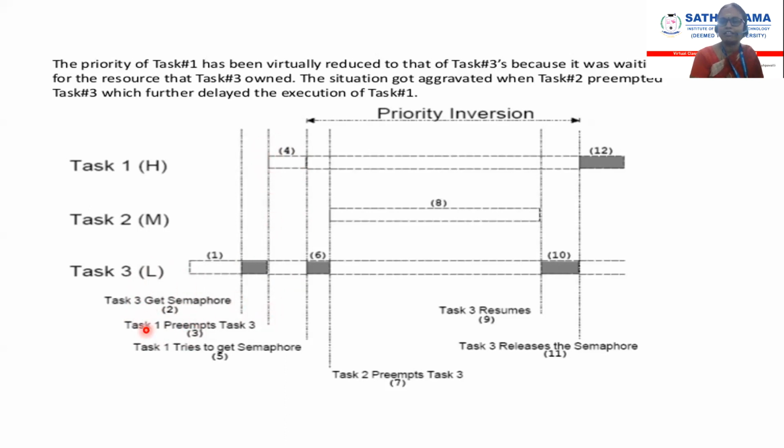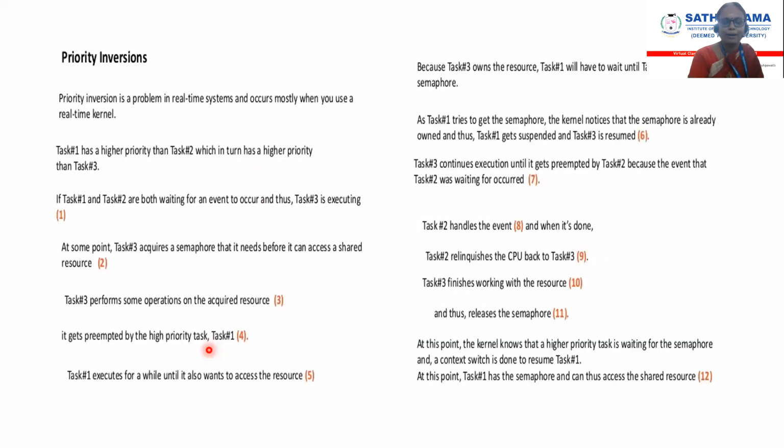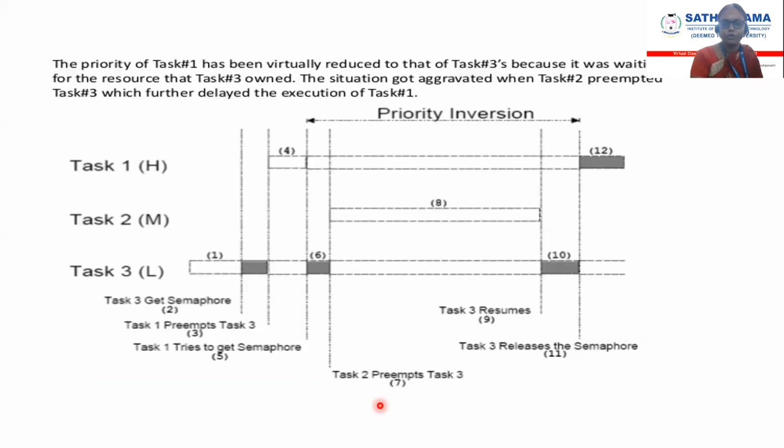Preempts means what I told you earlier: before the semaphore, it gets earlier than that. So now task 1 is trying to get the semaphore, but which task has the semaphore? Task 3 only is holding the semaphore. Are you clear? So task 1, the high priority task, is trying to get the semaphore, but task 3 is holding it. So what do we have to do about that?